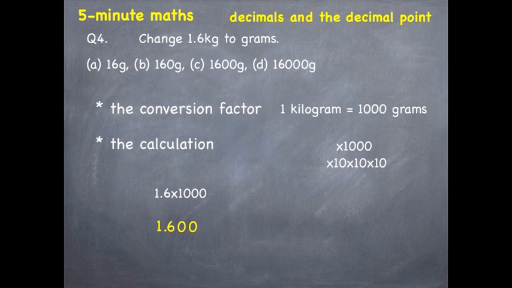Remember that 1000 is 10 times 10 times 10, so multiplying 1.6 by 1000 gives me the answer in my head using just 3 jumps. 16, 160, 1600. And there's the answer to the question of what is 1.6 kilograms in grams. It's option C, 1600 grams.